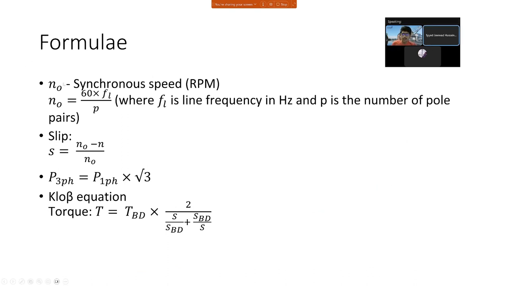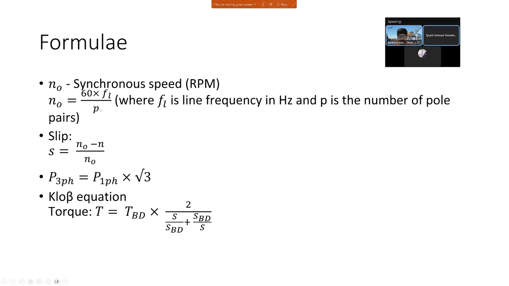Okay. This n0 is the synchronous speed. It is 60, because 60 seconds per minute, times line frequency divided by pole pairs. This n0 is going to give the answer in RPM directly. Okay.